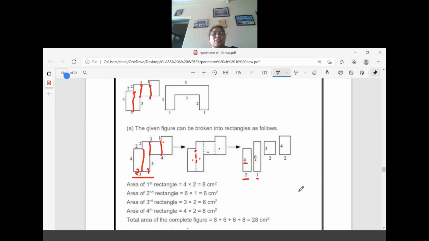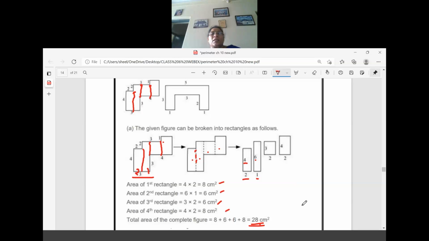Now what is the next step? We have to go for finding the areas. Area of the first rectangle is 4 into 2, area of the second rectangle 6 into 1, area of the third rectangle 3 into 2, area of the fourth rectangle 4 into 2. What is the total now? 28 centimeters square. Each rectangle's area we should add.